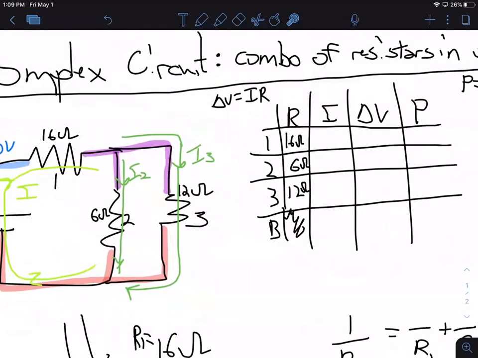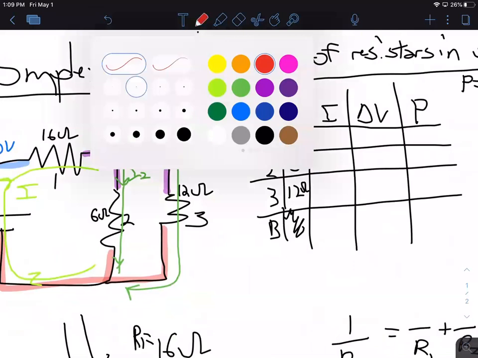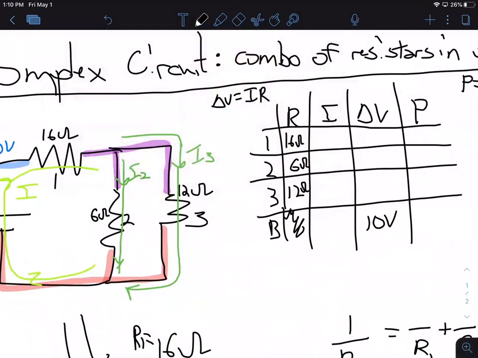So before, this would have been my table. I know the resistances. And I know the voltage from the battery, I guess. So let's add that. 10 volts. I don't know enough to solve any of these rows because I need two things in a row to figure out the rest using my relationships.